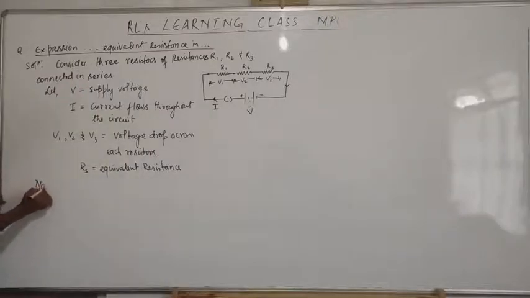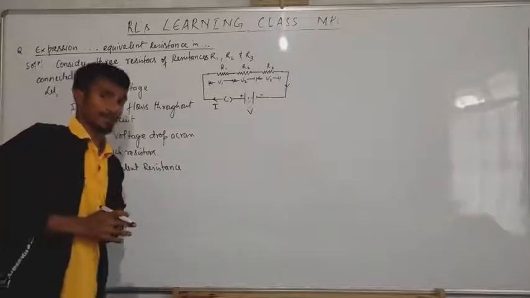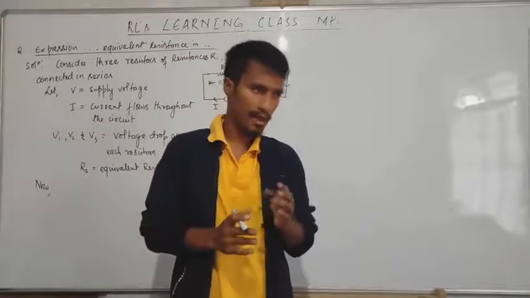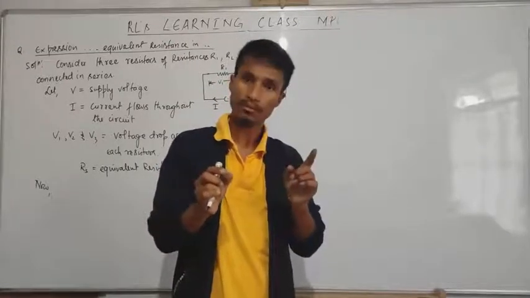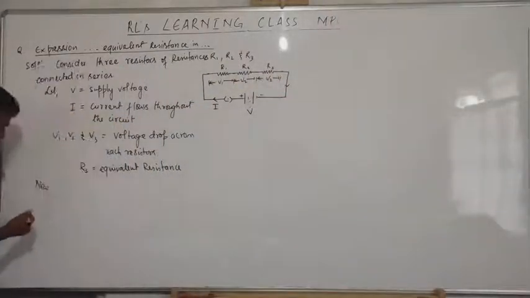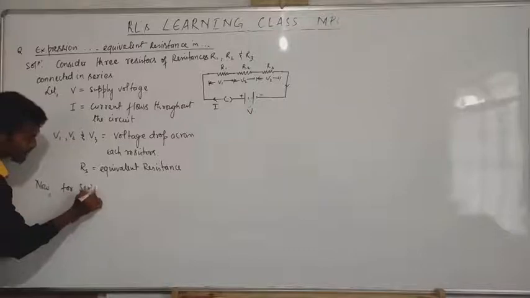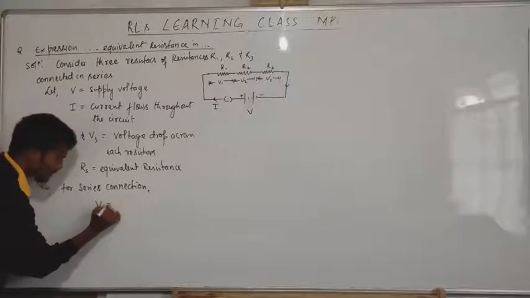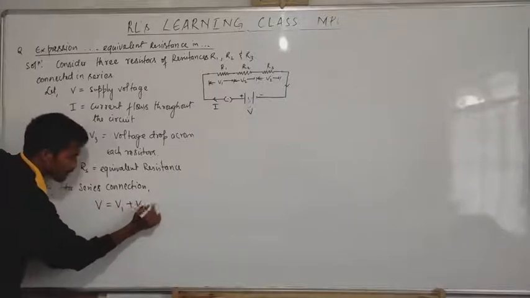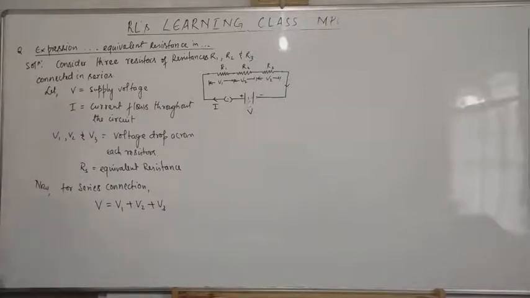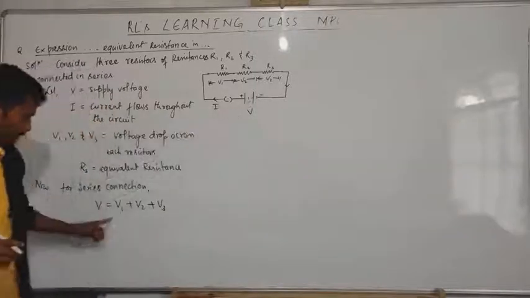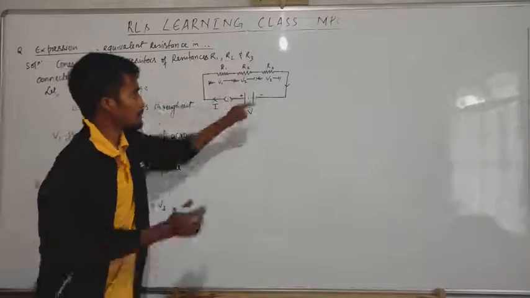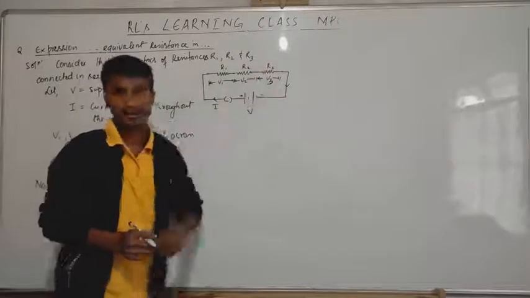Now go back to that characteristic. In a series circuit, the voltages are different, so we put V is equal to V1 plus V2 plus V3. For a series connection, voltage is defined as V equals V1 plus V2 plus V3. V is the total supply voltage, and V1 is the voltage drop across resistor R1, V2 across resistor R2, and V3 across resistor R3.